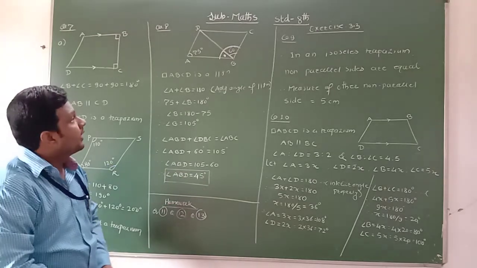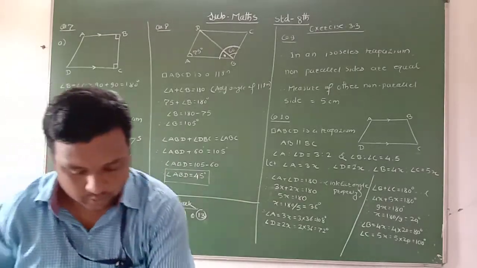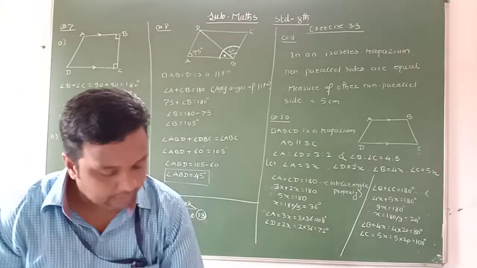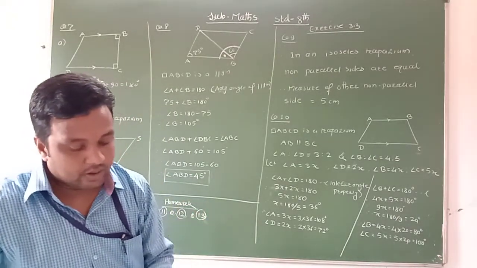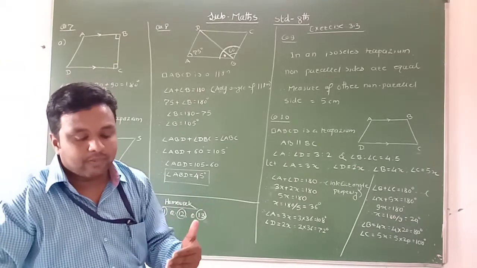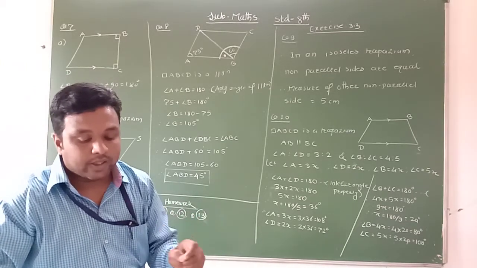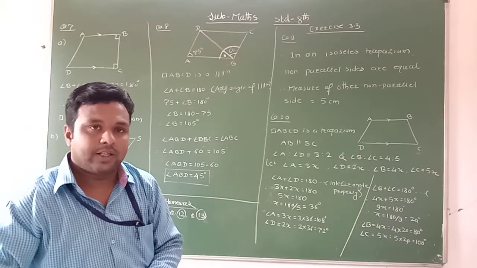Okay student, then see the next question. Here I take question number 9. Question number 9 is given: in an isosceles trapezium, one of the non-parallel sides measures 5 cm. What is the measure of the other non-parallel side?